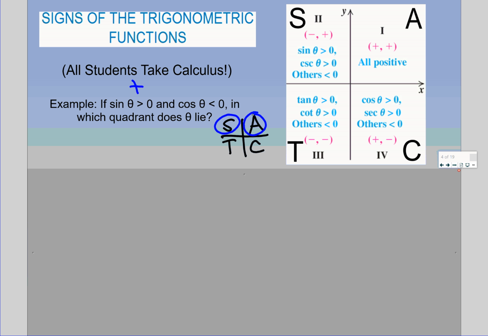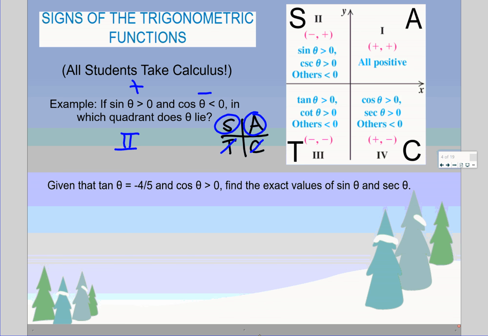Okay, so it's either there or there. Everything's positive in quadrant 1, and sine is also positive in quadrant 2. I also know cosine is negative from this information. So if I've narrowed it down to 1 and 2, and I know cosine is negative, am I in 1 or 2? It's got to be in quadrant 2, because in quadrant 1, cosine would be positive. Everything's positive. Does that make sense? Okay. So let's do this problem.